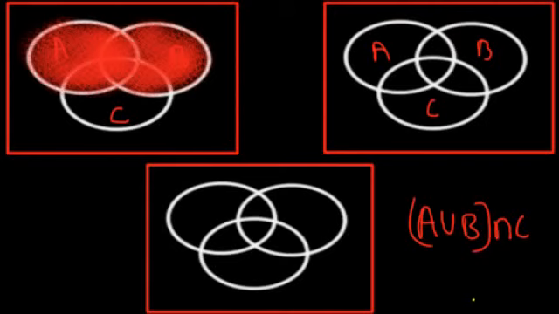So the next thing is to shade set C alone. We have done that earlier. We just need to shade all the portion of set C.